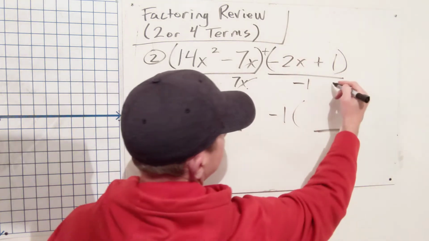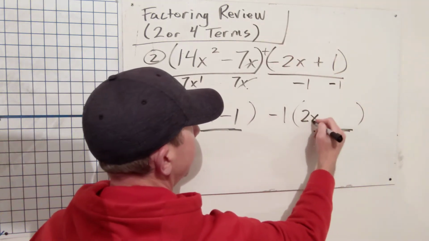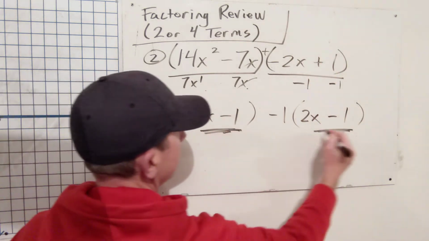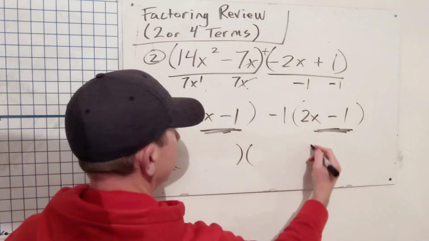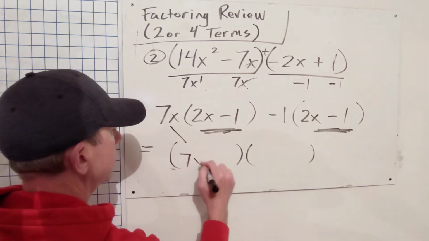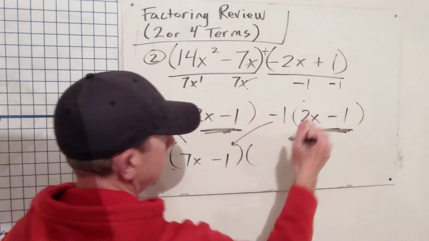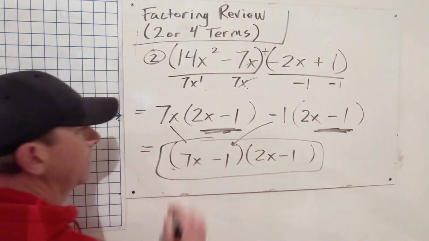So again, you can divide that one into there, so we'll put an extra one there. So negative negative is a positive 2x. 1 over negative 1 is minus 1. So now we've got the like terms that we want. We've got this here. And so our final answer ends up with the 7x and the minus 1 going there, and then the like terms, the 2x minus 1, go last. So that is my answer.